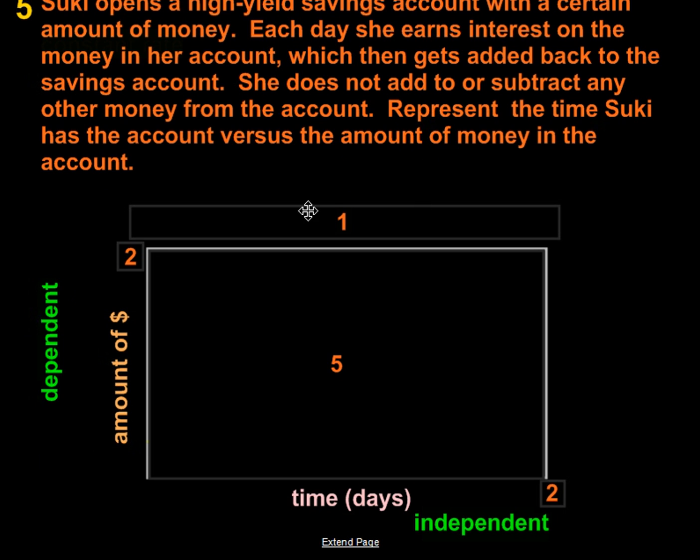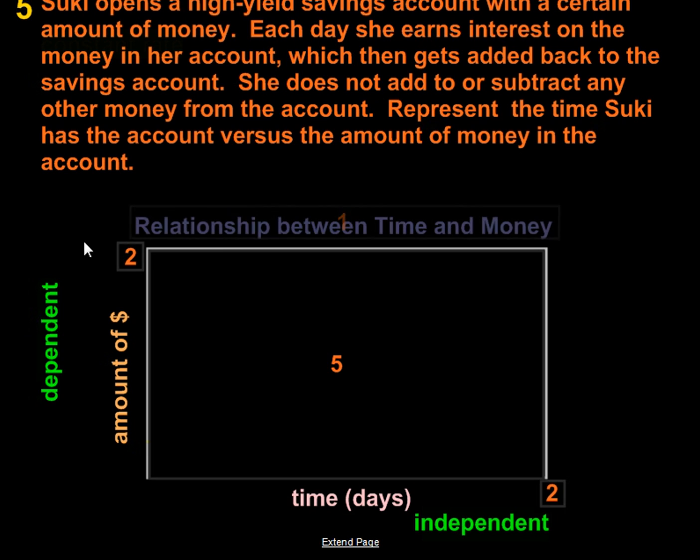And let's jump back to part number 1 then, step number 1, and determine what is a good title for this graph. We can call it the relationship between time and money. And you could say the relationship between time and money in Suki's high yield savings account. It could be, but you don't need to have that much. Okay, number 2, again, we're just going to label the Y axis and the X axis.